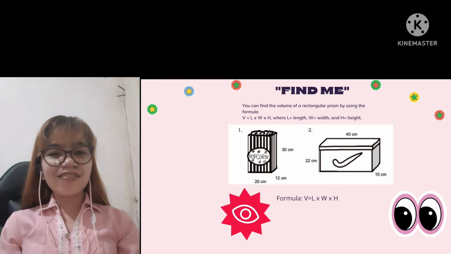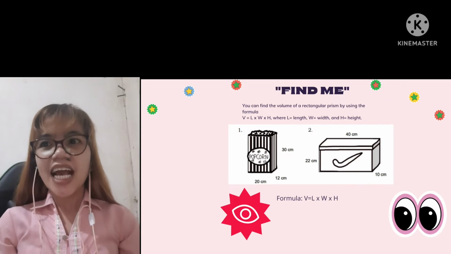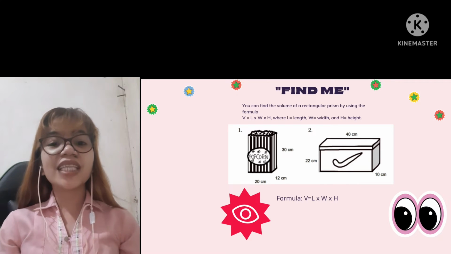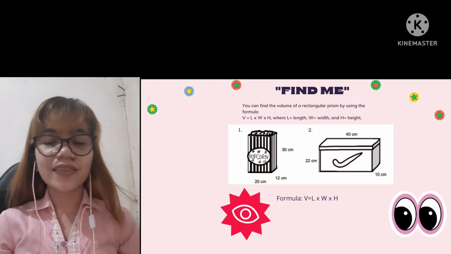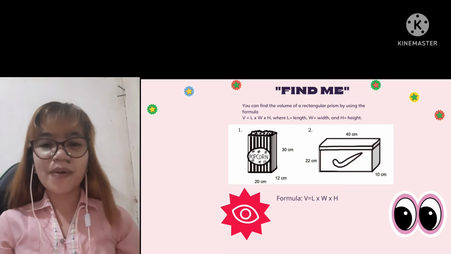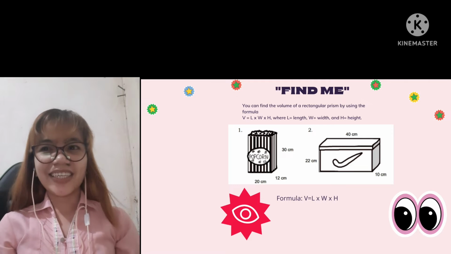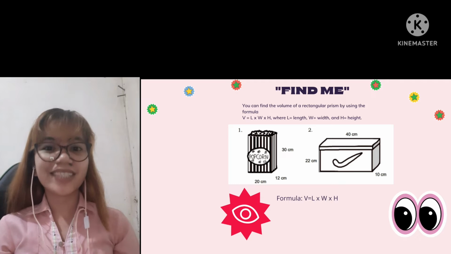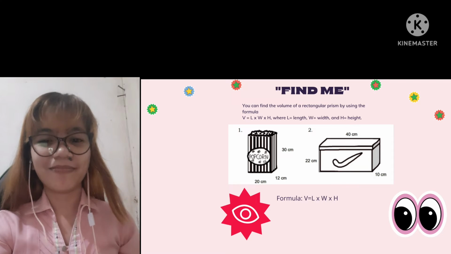Now, this activity, teacher calls it Find Me. You can find the volume of a rectangular prism by using the formula. You can see on our screen, the formula is already in there. Can you find the volume of that popcorn and the shoebox? Try to solve it and I will give you 3 minutes to do it. And the timer starts now.